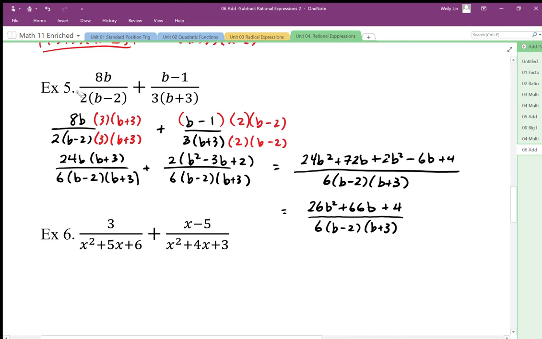So if we can recognize when we can simplify the fraction first, that's always easier, to simplify the fraction before we add it. So in this case, we kind of missed that, so I'm going to do that at the end. So I end up with 13b squared plus 33b plus 2. Okay, that's not factorable. And I'm going to divide the bottom by 2 as well. And there's my simplified fraction answer.